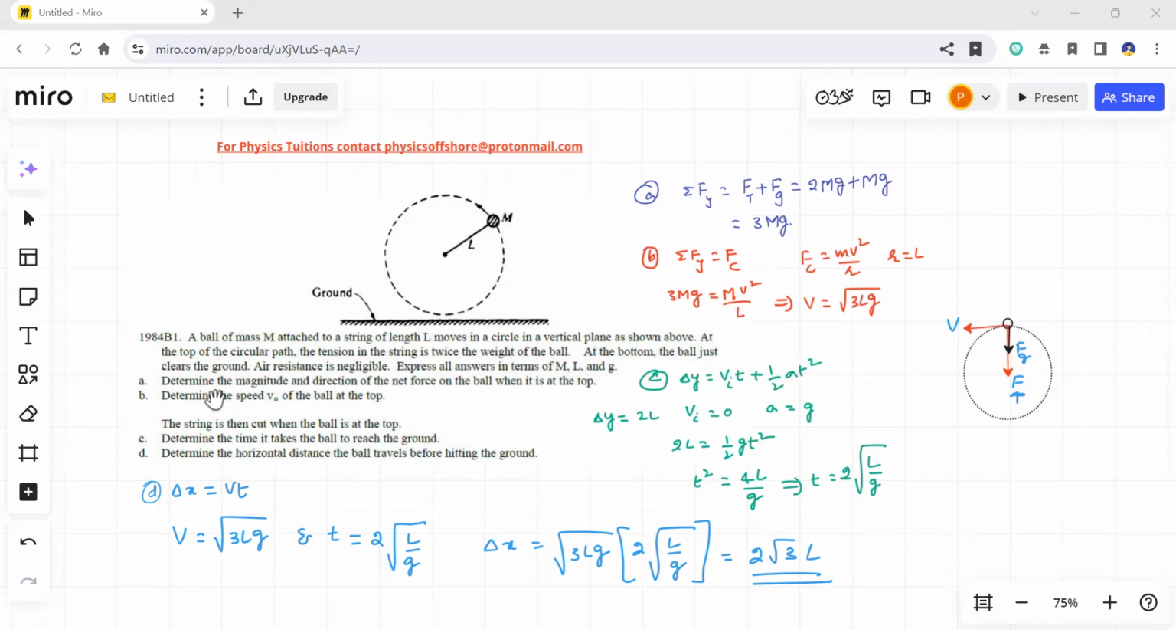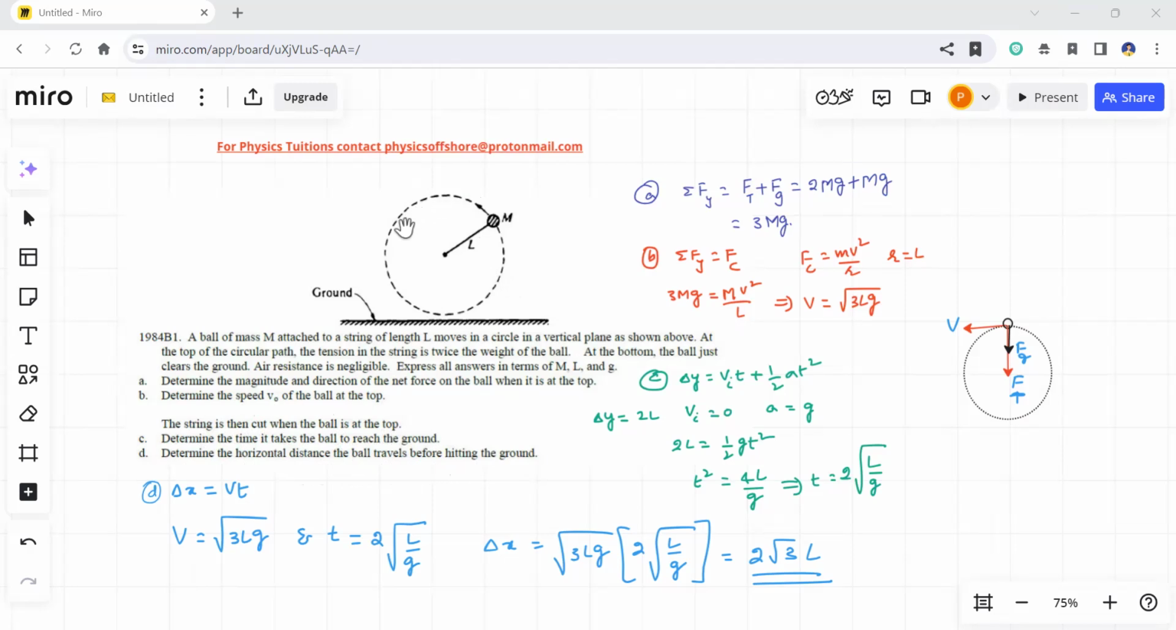A bit. Determine the magnitude and direction of the net force on the ball when it is at the top. B bit. Determine the speed V naught of the ball at the top. The string is then cut when the ball is at the top. C bit. Determine the time it takes the ball to reach the ground. D bit. Determine the horizontal distance the ball travels before hitting the ground.